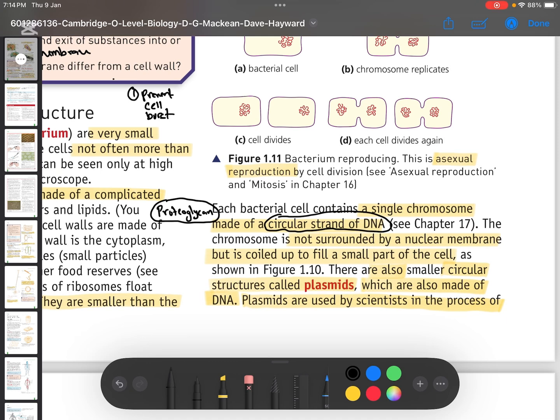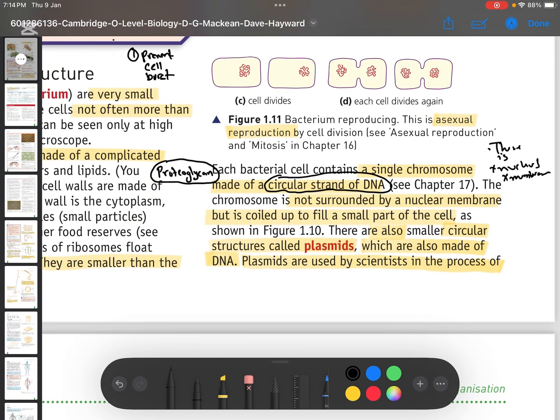Now, the chromosomes are not surrounded by a nuclear membrane. We learned in the previous chapter that there was a nuclear envelope, a nuclear membrane around the nucleus. But in the bacterial cell, there is no nucleus, and hence no nuclear membrane either. No nucleus and no membrane of nucleus, right?